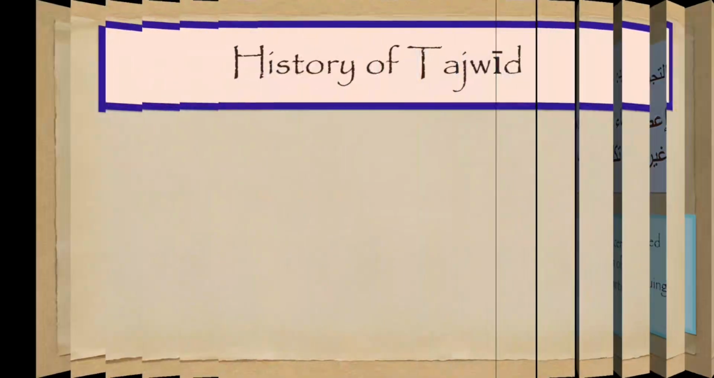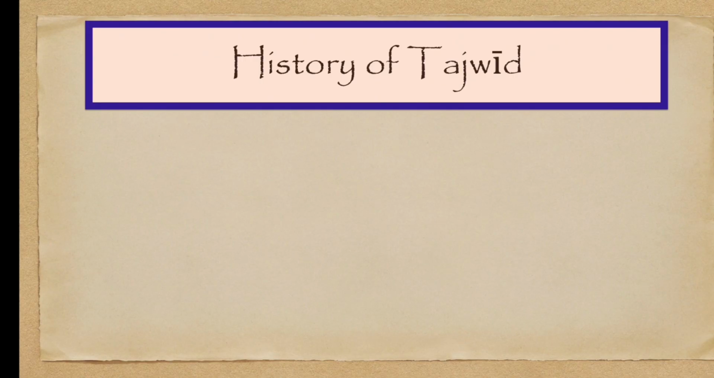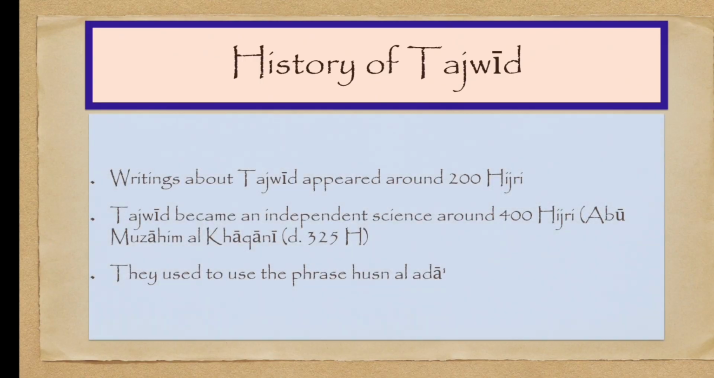So the history of Tajweed. Writings about Tajweed appeared around 200 Hijri. Now, you're probably all aware that the original way that the Quran was taught and passed down from the Prophet ﷺ was orally. So there was no such thing as, for example, the technical terms such as ikhfa, mad, idgham, iqlab, these words. So these words exist in the Arabic language, so these words have their literal meanings, but technically in the science of Tajweed, these words were not used yet in these ways.